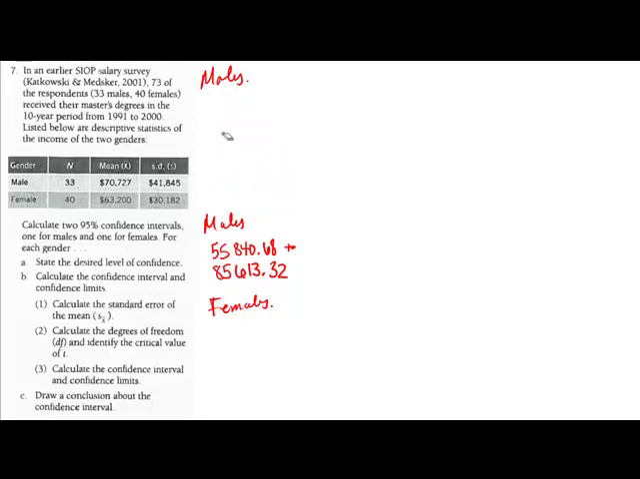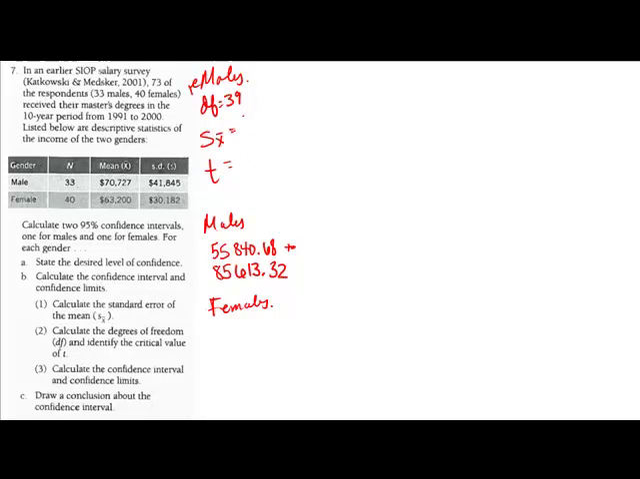Get myself a workspace. Excuse me. So for females, we're going to stick with that 95% confidence. Degrees of freedom is 39. Here's the mean, standard deviation. We're going to have to do the standard error, and we're going to have to come up with t, the critical value of t for 95% with 39 degrees of freedom.